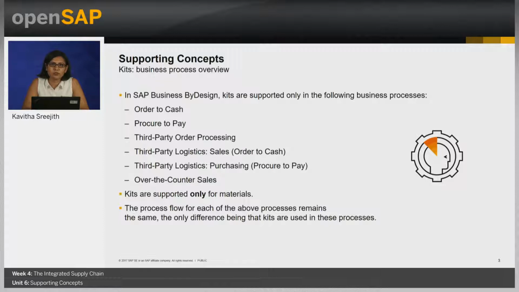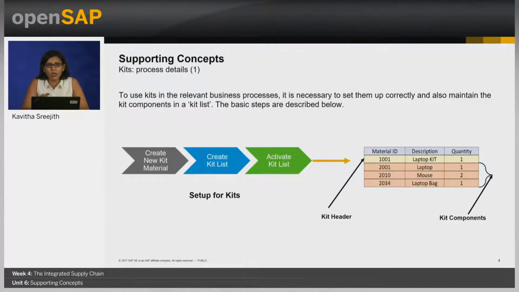The process flow for each of these above processes always remains the same, the only difference being that kits are used in these processes apart from some normal products. Note that the kits can be used in sales as well as purchase processes and are available only for materials and not for services. In order to use kits in the relevant business processes, it is necessary to set it up correctly.